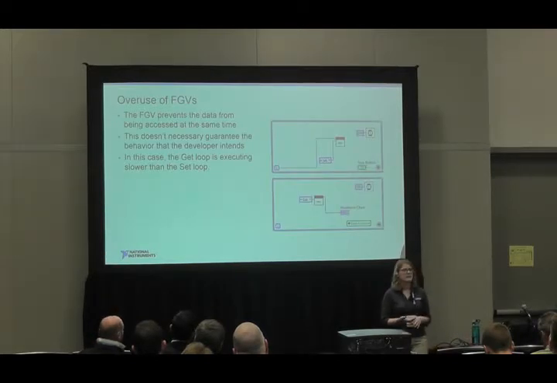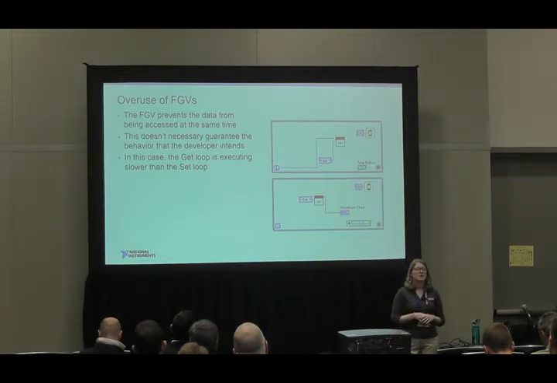So, a second example under the topic of data transfer is the overuse of functional global variables. This is, again, something that we see really frequently. So in this case, we have basically a get-set architecture. We have two while loops. One is setting data into a functional global variable, and one is getting the data.